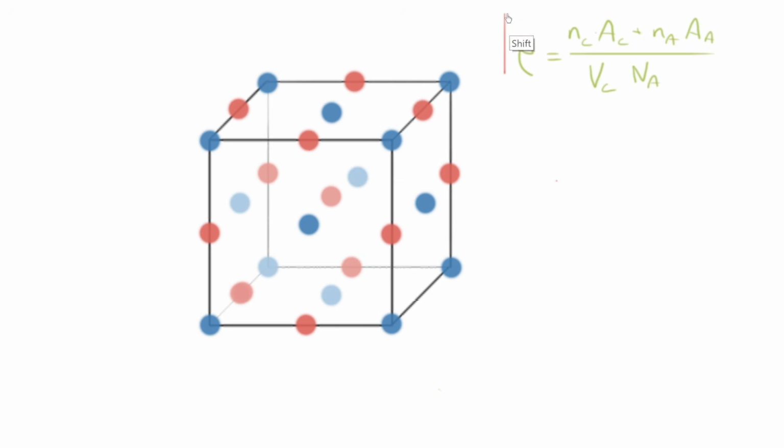Okay, so that really is it. The only adjustment is to the numerator, where we've accounted for both the cations and the anions. Okay, and that's the anions there.